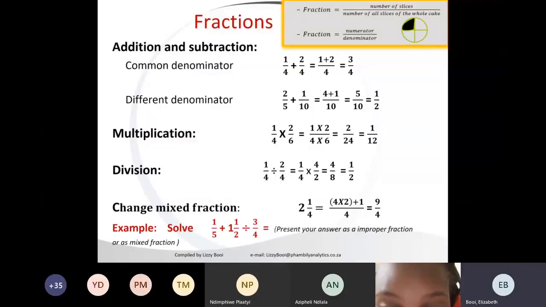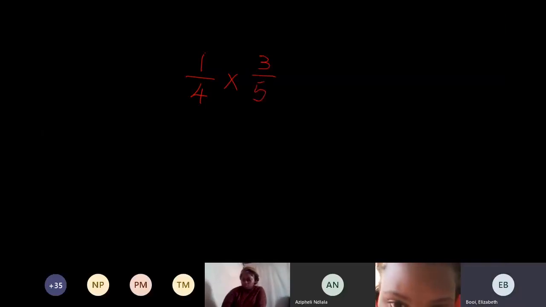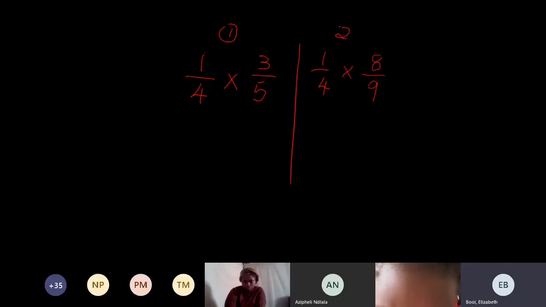Your question is to solve the following. I was looking to see if I can find a question; there is no question there. I'm going to ask you to solve a question. Number 1: 1 over 2 multiplied by 3 over 5. Easy one. Number 2: 1 over 4 multiplied by 8 over 9. You have 2 questions, question number 1 and question number 2. Because it's easy to do, you have 5 minutes to answer both of them.